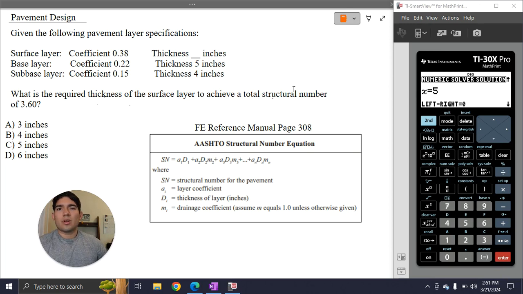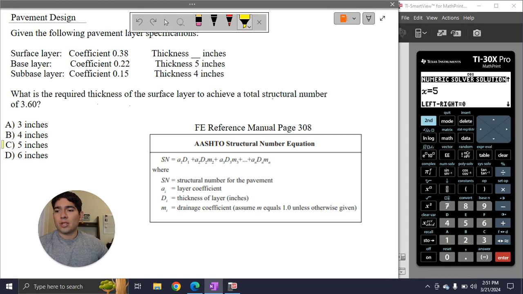Once you run the calculation, you'll see that the variable x equals 5. That means that the thickness for the surface layer is 5 inches. And if you take a look at our multiple choice, the answer is C.